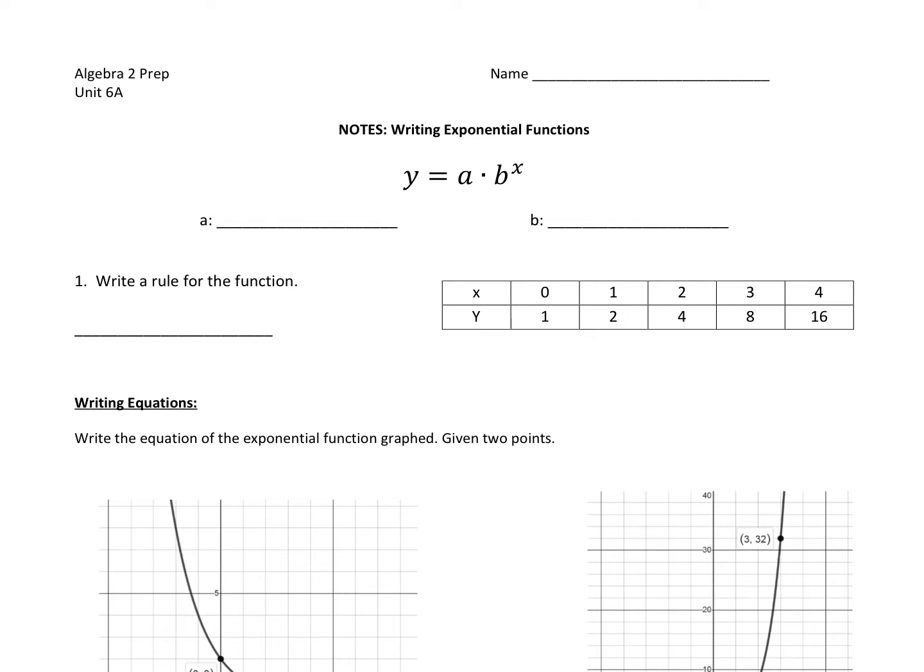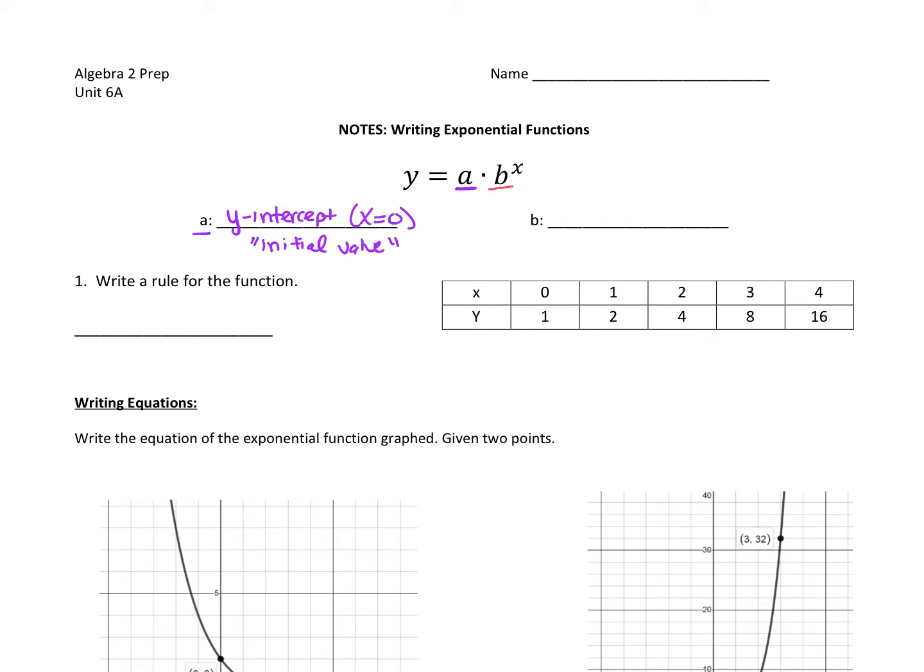In this video, we are going to go over how to write exponential functions. So as we talked about when we graphed, let's talk about what the different parts of an exponential function represent. So the a value represents the y-intercept. And so we know it's the y-intercept when our x is 0. And this is always our initial value.